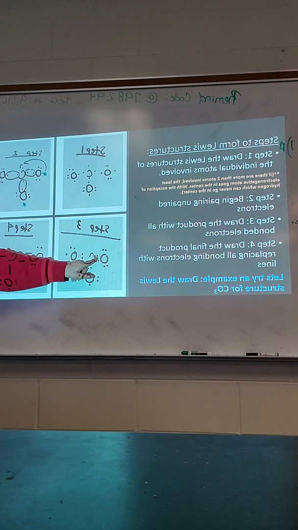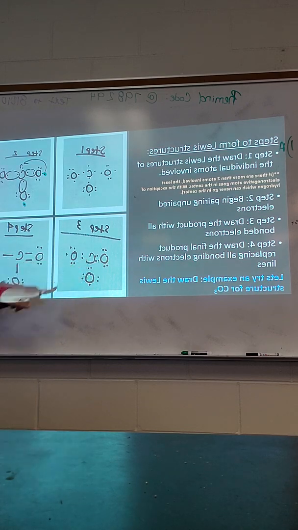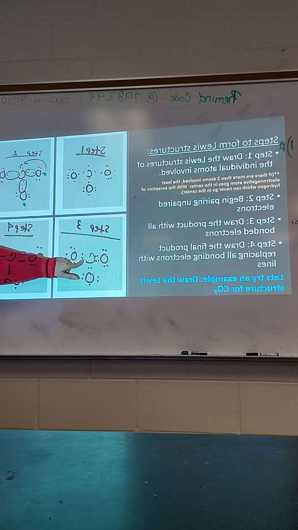So wherever I have bonded pairs, I'm going to replace it with lines. So how many bonds do I have between oxygen and carbon? 2. So I'm going to put 2 lines. 4 electrons, right? How many bonds do I have here? So 1 line. And how many bonds in between these 2? 1.